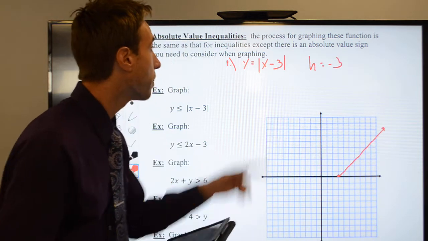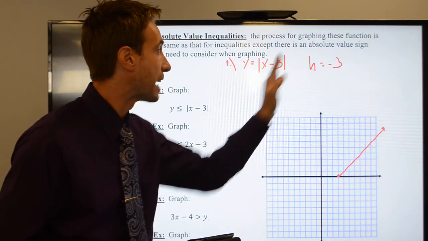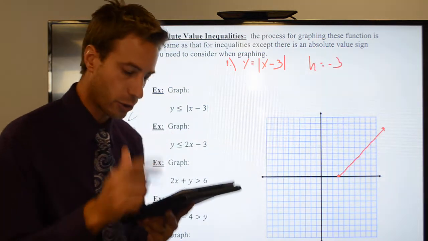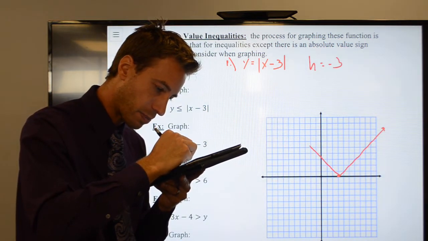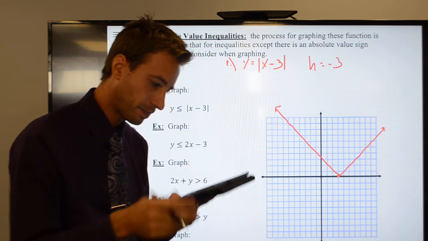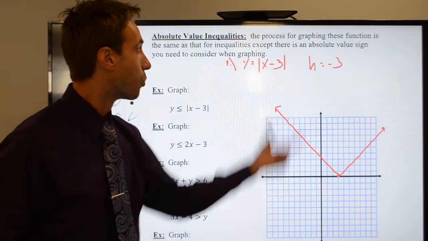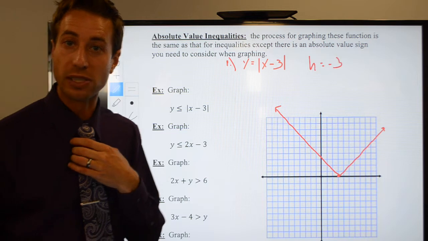Still going to open up because A is positive. I don't have a K, so there's no vertical shift. I'm just going to shift my V right over to this point right over here. There's my V represented by the graph that I was given.